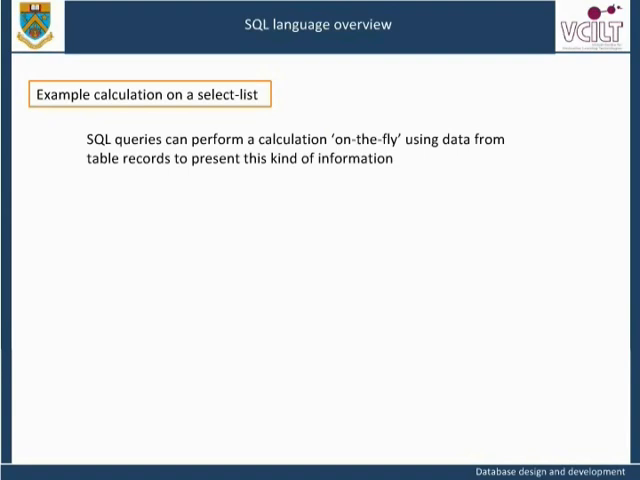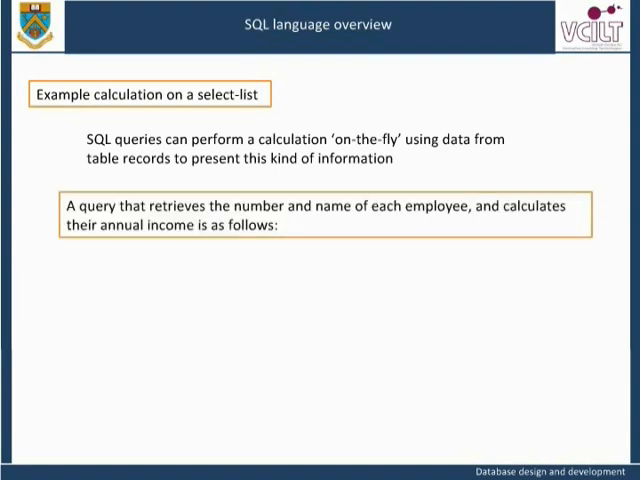SQL queries can perform a calculation on the fly, using data from table records, to present this kind of information. The salary and commission values of employees, we shall assume to be monthly. Suppose we wish to display the total annual income, including commission for each employee. This figure for each employee is not stored in the table, since it can be calculated from the monthly salary and commission values. The calculation is simply 12 times the sum of the monthly salary and commission.